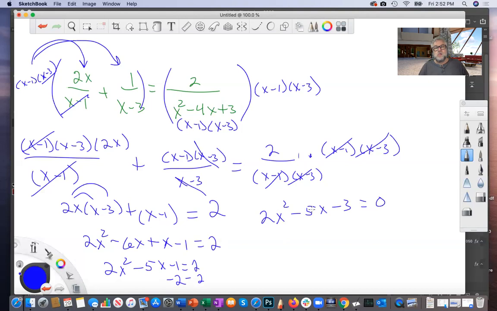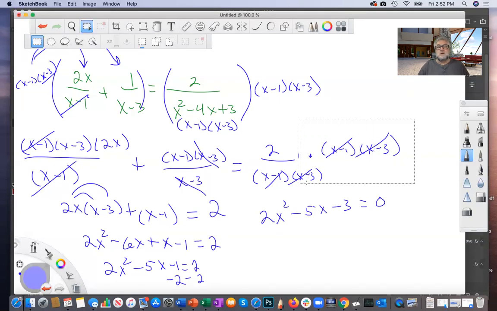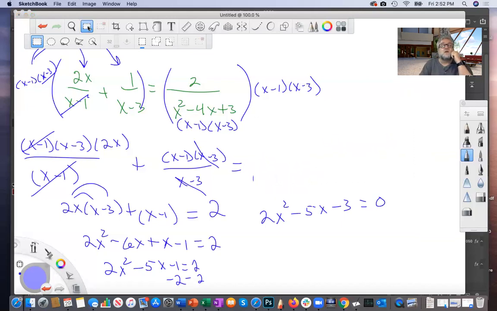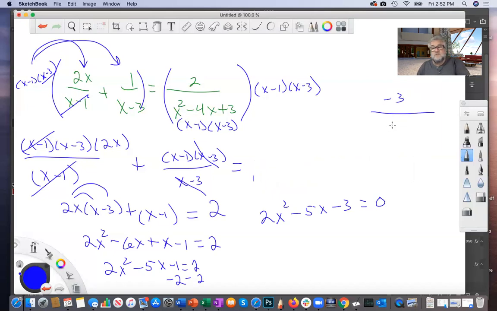Okay. Now we got to factor this or complete the square or use the quadratic equation. I'm going to try to factor it. And let's get rid of this here. See if I can explain how to do this. So I'm aiming for a minus 3. So I'm going to write the factors of minus 3.